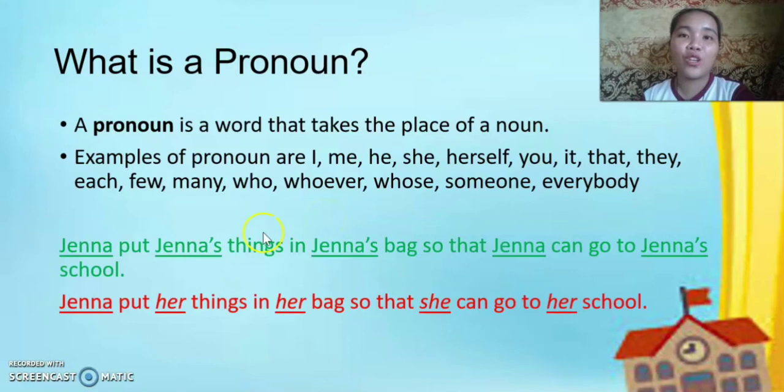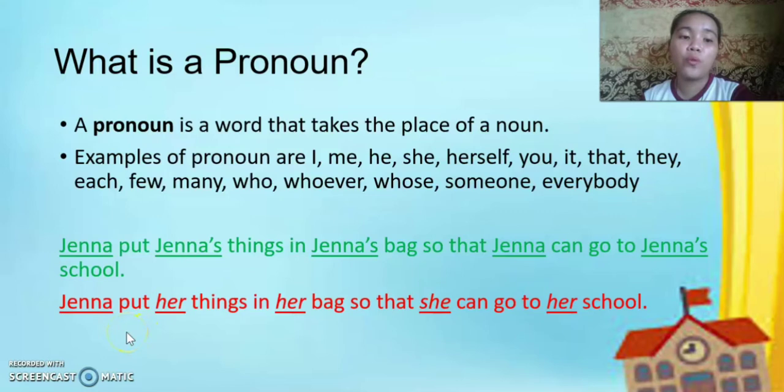Now class, I have here two sentences. The first one is the one that I have shown you earlier. Jenna put Jenna's things in Jenna's bag so that Jenna can go to Jenna's school. As you can see here, Jenna's name is always repeating, right? So Jenna's name here is the noun because it is a name of a person. Now class, here in the second sentence, in the red one, I will read it. Jenna put her things in her bag so that she can go to her school. As you can see here, there are underlined words such as her and she. So these words are the pronouns.